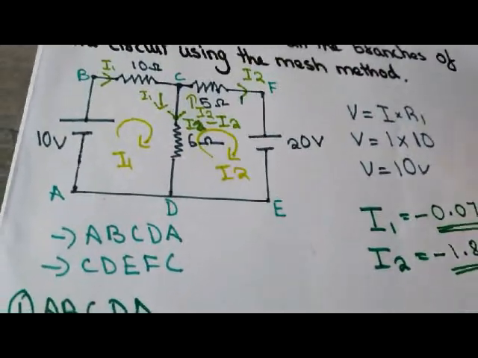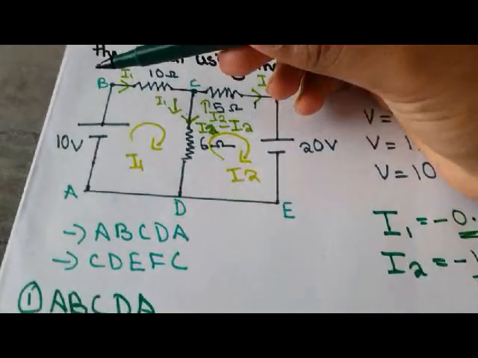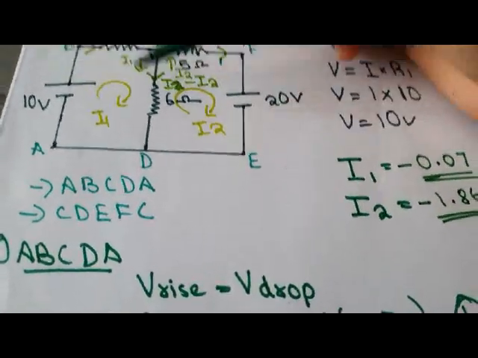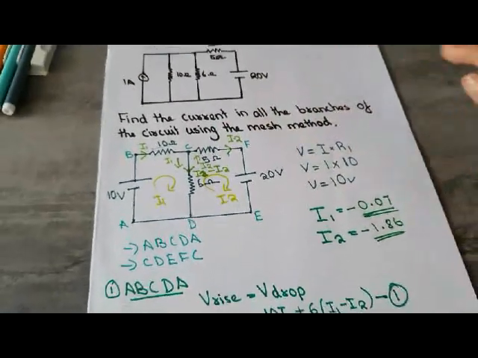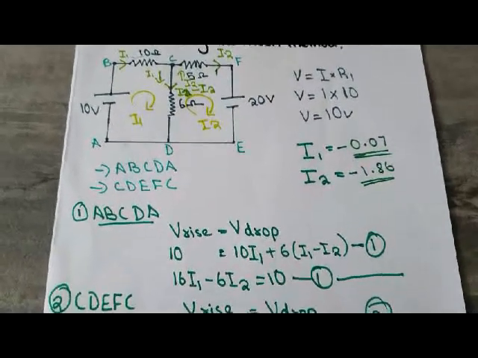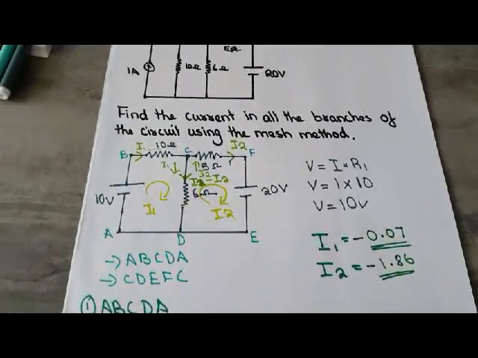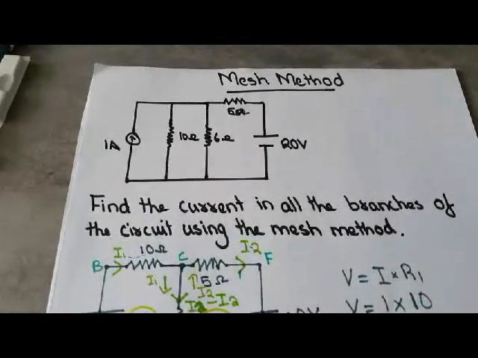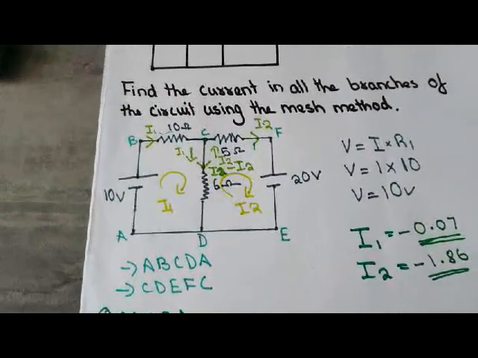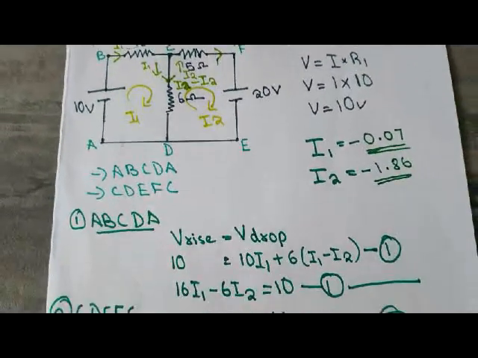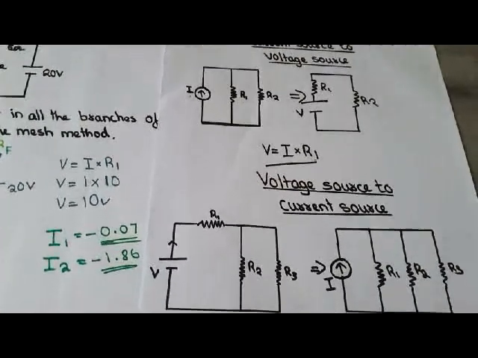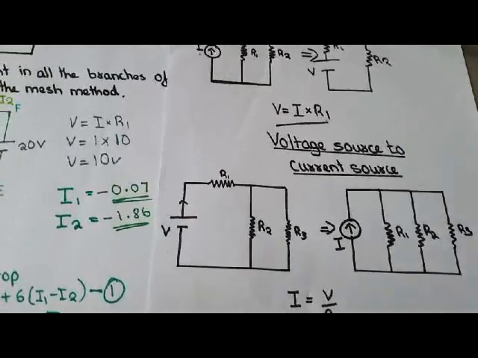Since you know the value of I1 and I2, you can easily find the branch current. Here it's I1, here I1 minus I2, here it's I2. So you can easily identify the branch current. And this is how you do it. I hope you have understood how to solve this problem using a current source. We first converted the current source to a voltage source, then we used the mesh method to solve the problem.